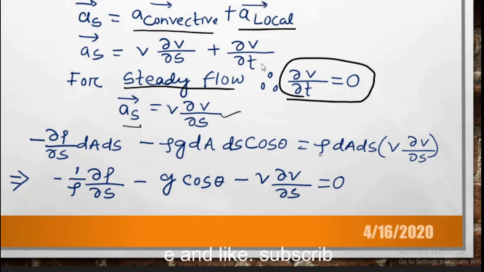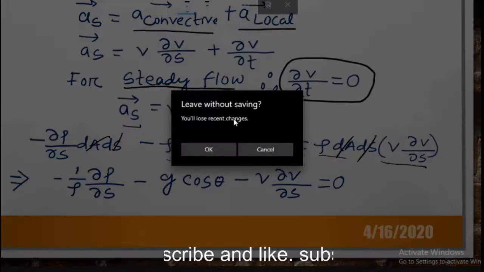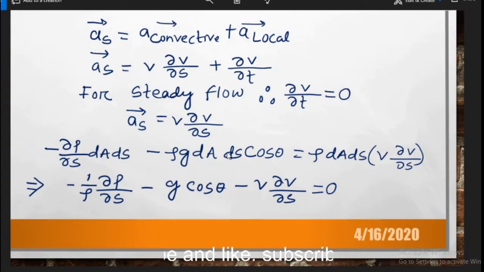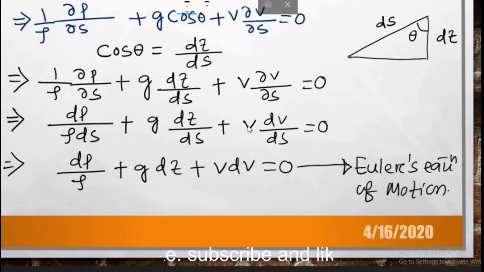So this one we have already seen, and in the acceleration part we have put this b into dou b by dou s. Now this dA ds is cancelled, so the net equation is coming out to be this one. If you rewrite the equation in the next slide, this is G cos theta plus B dV into dou B by dou S equal to 0.